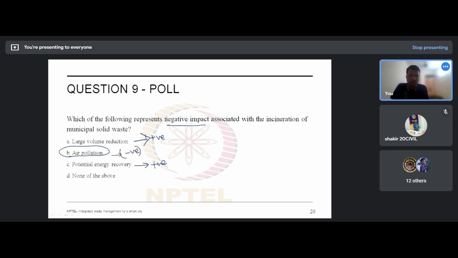So how do we manage this? We use what is called stack control. The chimneys used in incinerators should have certain mechanisms, such as gravity filters. Nowadays, it is necessary to provide electrostatic precipitators. Now they are also coming in automobiles. Industries have used these for a long time, but now they are being provided in bikes and cars as well, to filter the air before releasing it into the atmosphere so that the toxicity of the air can be reduced. So air pollution is a negative impact associated with the incineration of municipal solid waste.